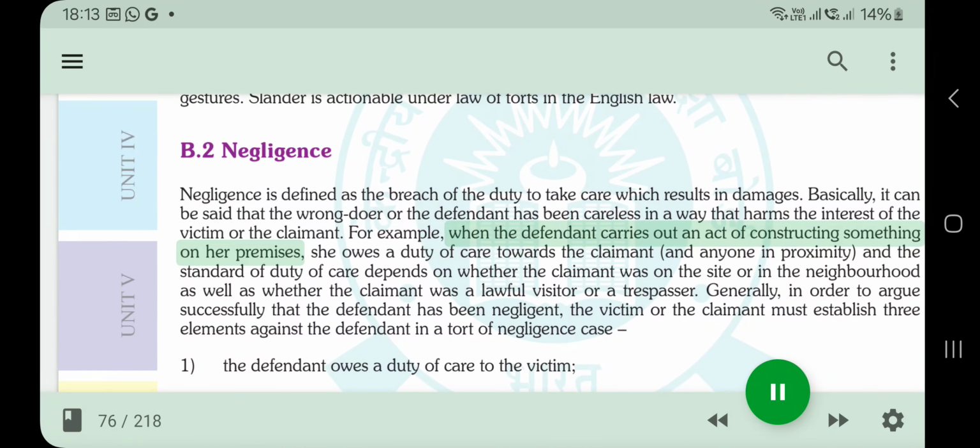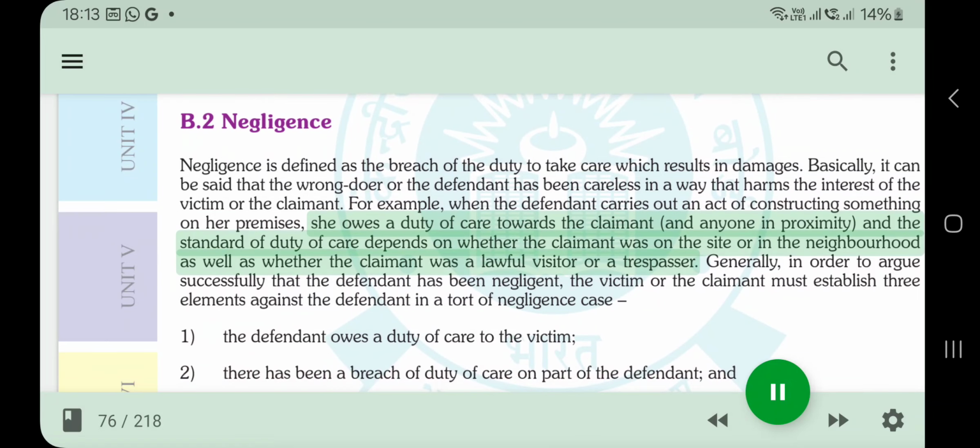For example, when the defendant carries out an act of constructing something on her premises, she owes a duty of care towards the claimant, and anyone in proximity, and the standard of duty of care depends on whether the claimant was on the site or in the neighborhood as well as whether the claimant was a lawful visitor or a trespasser.